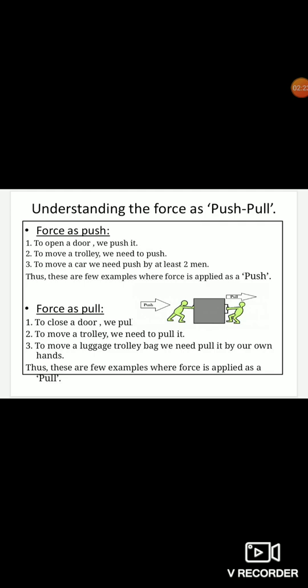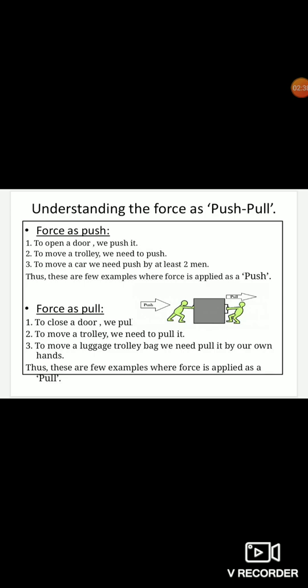Other examples I have given: to open a door, we push it. To move a trolley, we need to push it. To move a car, we need to push it by at least two men. These are a few examples of force which is applied as push.